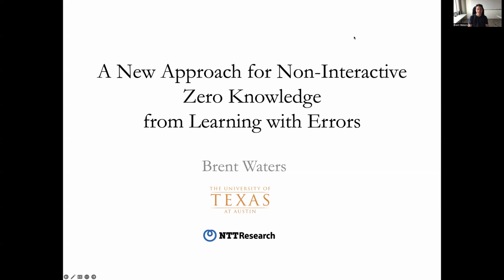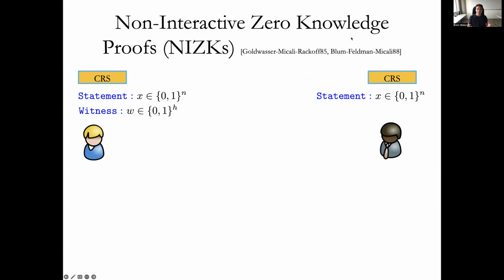Hi, I'm Brent Waters, and I'm going to be talking about a new approach for non-interactive zero knowledge from learning with errors. So non-interactive zero knowledge proofs, or NIZKs, are a foundational primitive in cryptography, where we have a prover that wants to convince the verifier of an NP statement X and also has a witness W.